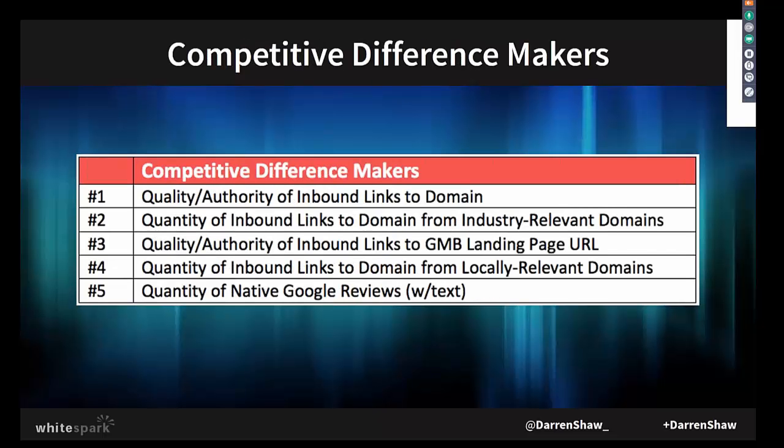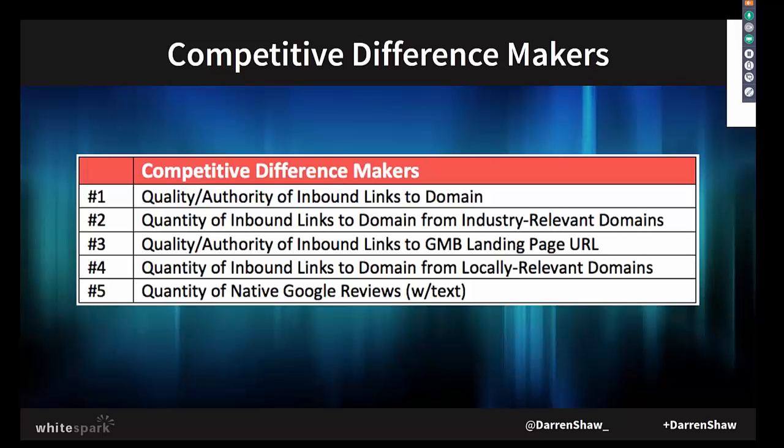In terms of competitive difference makers, once you have those things in place, because basically everyone's going to have those things in place, then the next thing you do is focus on these things: quality and authority of the links to your domain, quality of inbound links to domain from industry-specific sites. So let's say you're a lawyer, you're getting a link from a lawyer-specific website, a lawyer blog or whatever. Quality and authority of inbound links to the Google My Business landing page URL. Quality and authority of links to the domain from locally relevant domains. So you're located in Denver, some Denver blog mentions you.